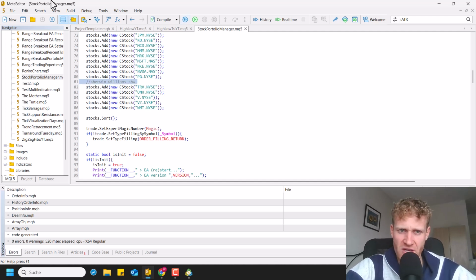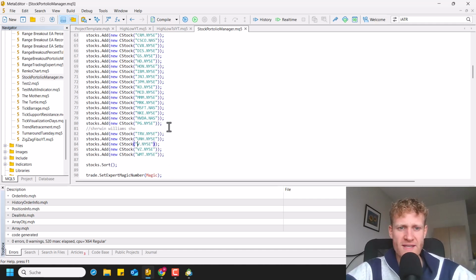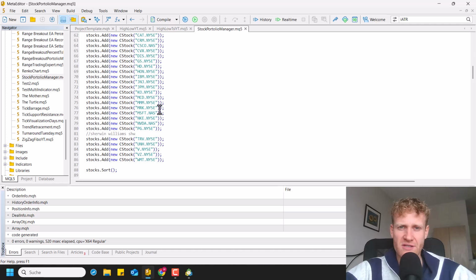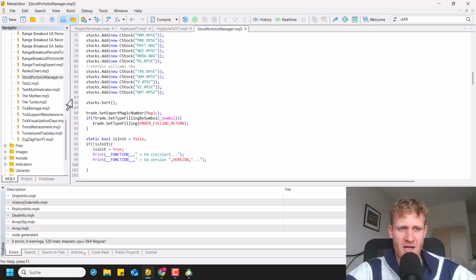I don't even know what they do, but I was not able to find the stock CFD, so my broker actually does not provide it. But the rest of them, I found them and I put them into an array. So I have 29 of the 30 stocks of the US 30 in my stocks array.